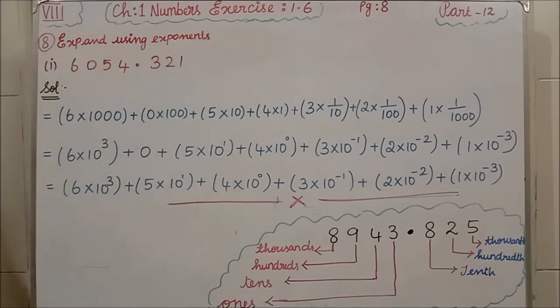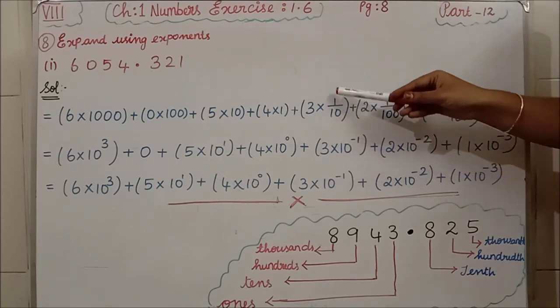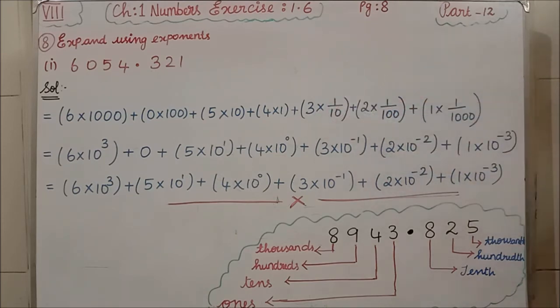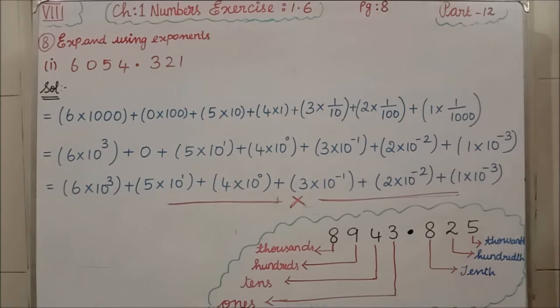Students, after the decimal, if you are having the number, how do we have to write? See here how we are writing. 3 is in what? 10th place. So 1 divided by 10 you have to write. After the decimal, 10th place means 1 divided by 10 you have to write.